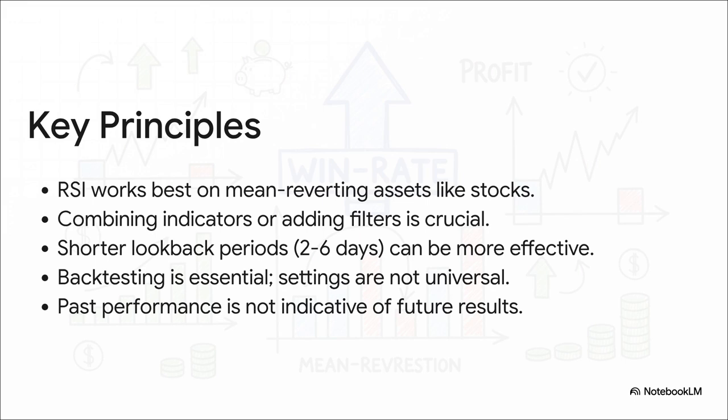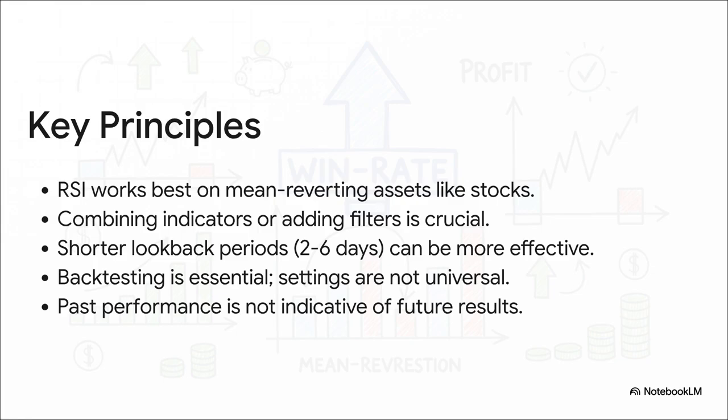So, to wrap this all up, what are the key takeaways from the source? First, this whole logic works best on things that tend to snap back to their average, like stocks. Second, never ever use RSI in a vacuum. Filters are your best friend. Third, don't be afraid to try shorter settings. They can be more powerful for this kind of strategy. And maybe most importantly, you have to backtest. What works on SPY might totally fail on something else.